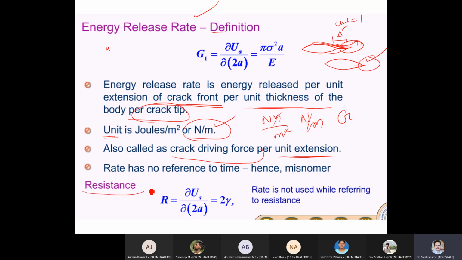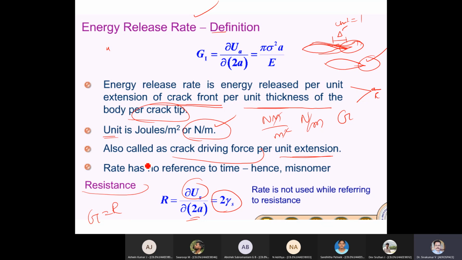Then resistance. This is the energy. What is the resistance? How to find R? Resistance is also important. This is energy, and there should be some resistance. That again comes from surface energy. So again, you partially differentiate surface energy with respect to length A. You will get the resistance. So energy and resistance, isn't it?